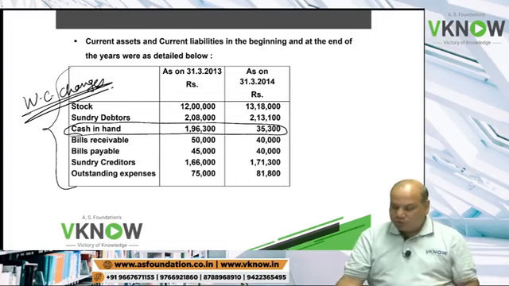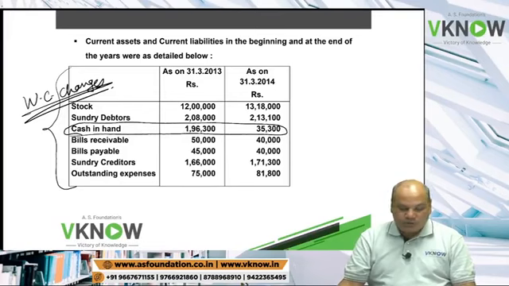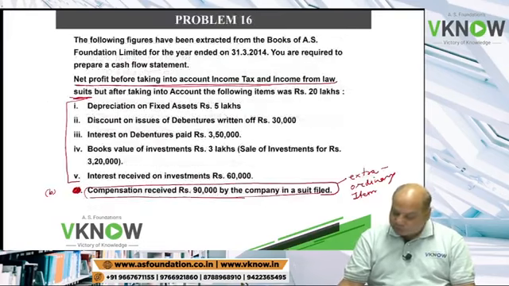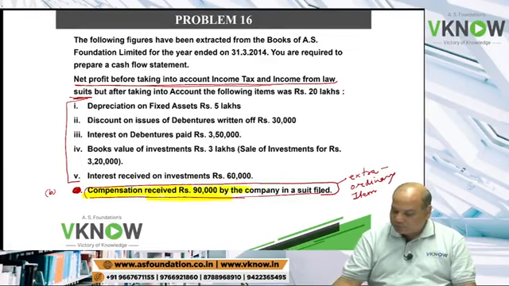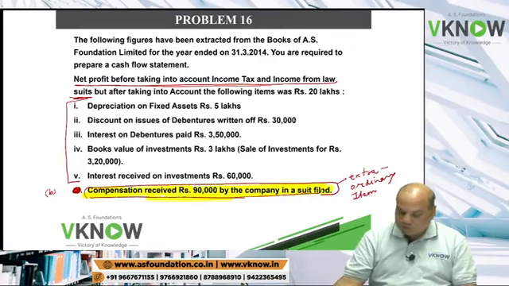Okay. So this is the question, and this question has one extraordinary item also. What is that extraordinary item on the screen? Compensation received by the company in a lawsuit filed. So this we will present as an extraordinary item.